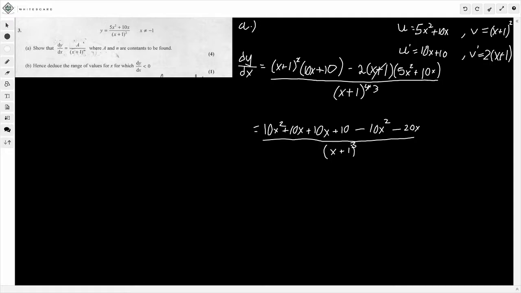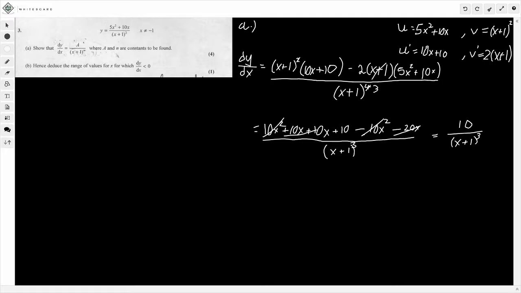Well, we've got a positive 10x squared, we've got minus. They cancel. There's no x squared, so they just cancel. 10x plus 10x is 20x, minus 20x. So they cancel with the minus 20x. And all we actually get left with is 10. So this is equal to 10 divided by x plus 1 all cubed.